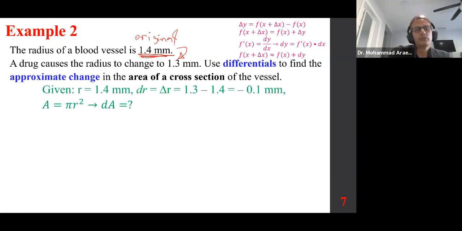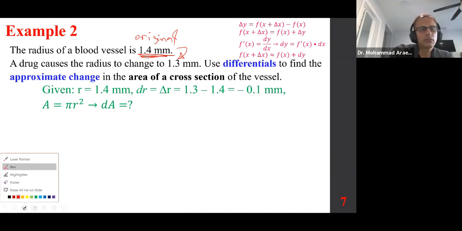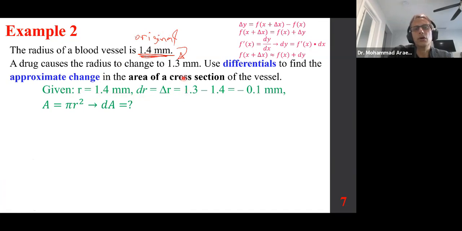So r is the original 1.4. dr, or delta r, is the new one minus the old one. Again, if we go from 1.4 to, let's say, 1.7, then it moves up by 0.3. So whatever the new one is minus the old one. Why is this important? Because it gives us a sign. What does it mean? That area is changing, but is it going to get larger or is it going to get smaller? Because of this, it will get smaller.